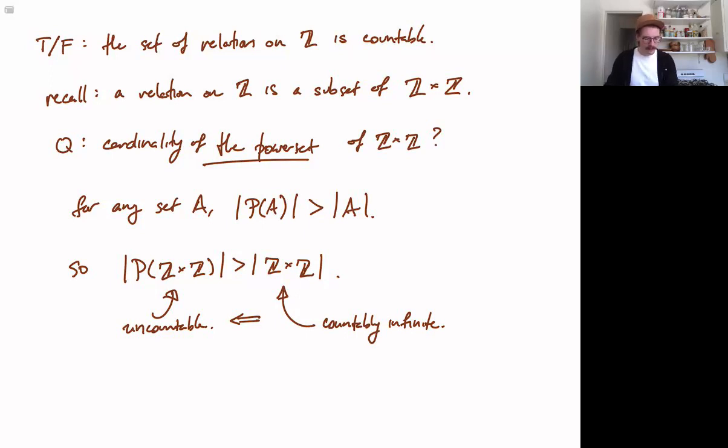So here, we find that this set is uncountable, and that's exactly the set of relations on Z, because a relation on Z is a subset of Z cross Z. So what's true is that the set of relations is uncountable, and this statement is false.